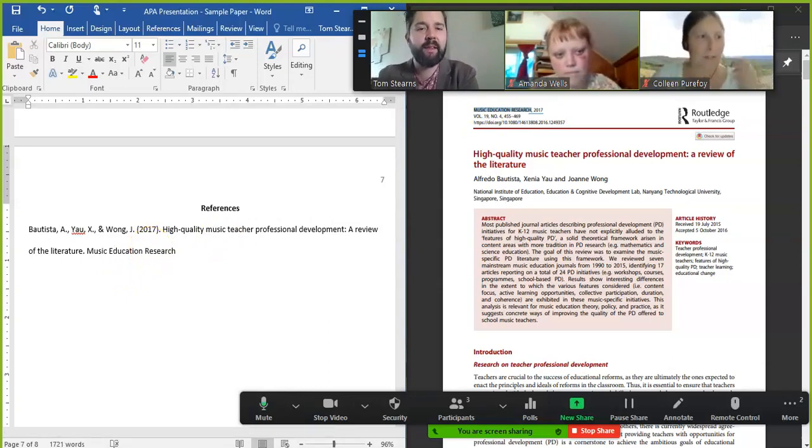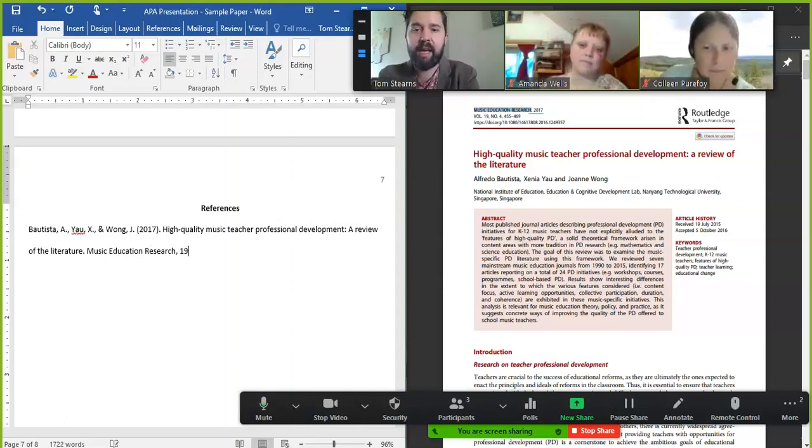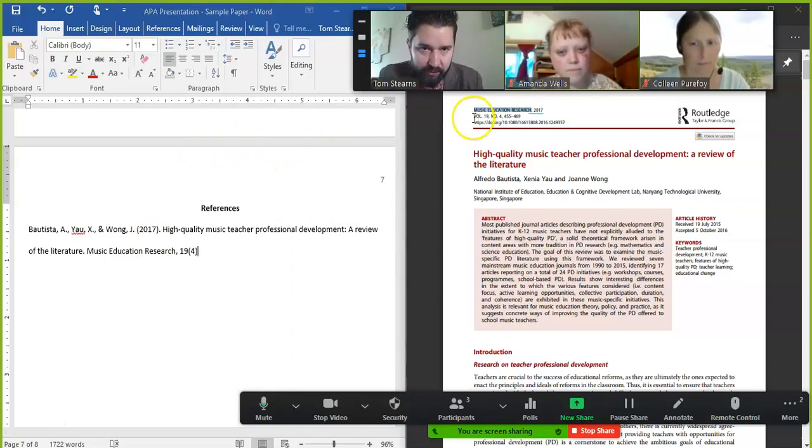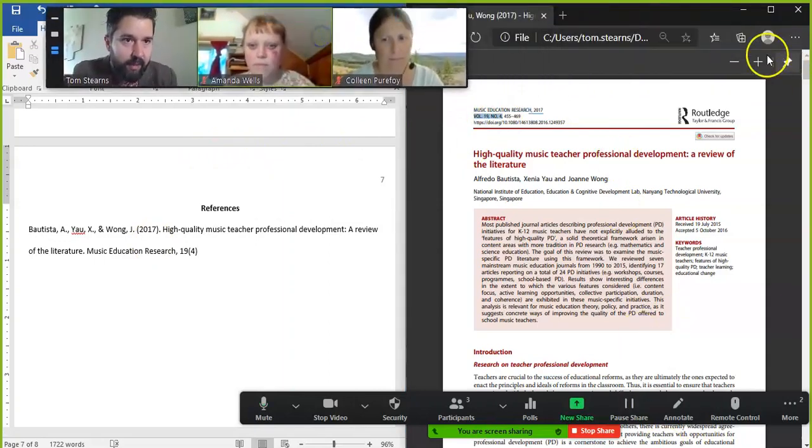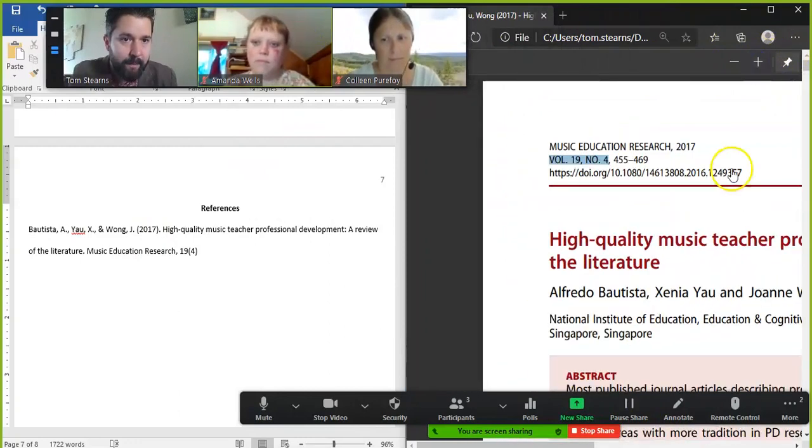All right, and then the volume number is going to be 19. So I put a comma and the volume number. And then I put the issue number, which is 4, in parentheses. So again, it's very small here, but I'm going to zoom in on this if I can. There we go. So the volume number and issue number you can see right up there.